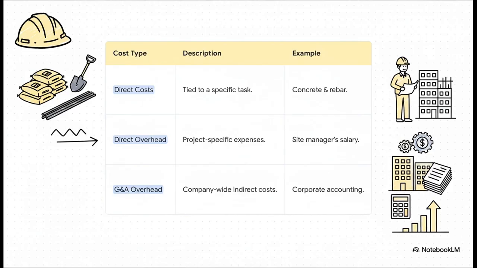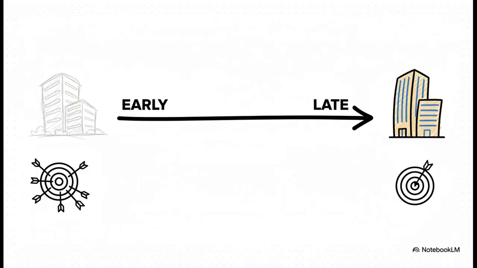First, you've got your direct costs. These are the most obvious ones, right? They're directly tied to a physical part of the project. Think about the actual concrete and rebar for a foundation. Next up, you have direct overhead. Now, these are costs still tied to this specific project, but not to a single task, like the site manager's salary or renting that temporary site office. And finally, there's G&A overhead, which stands for general and administrative. Just think of this as the cost of keeping the lights on for the whole company. The corporate accounting team. That gets spread out across all the projects.